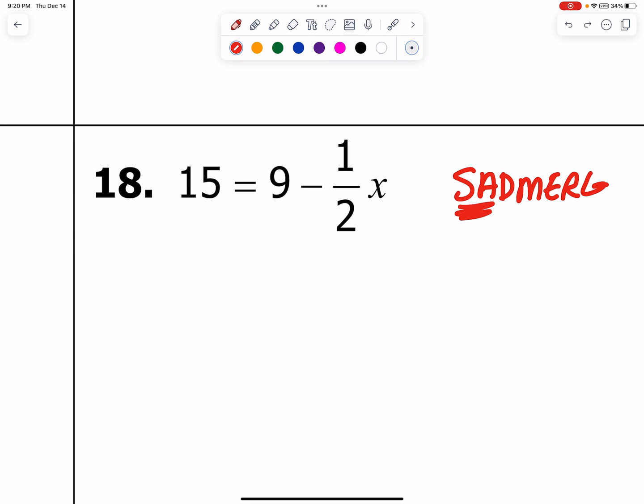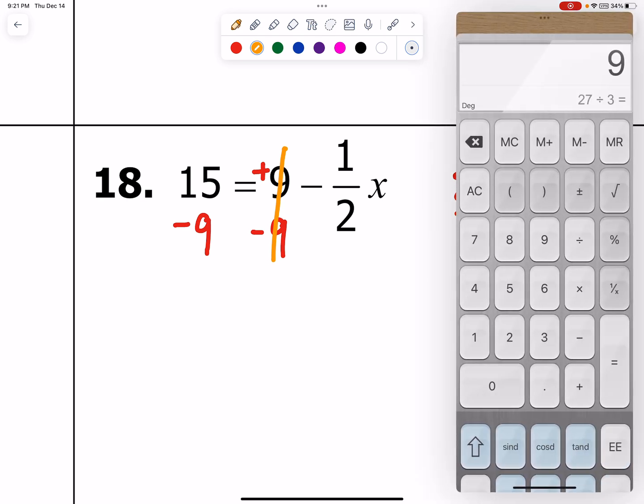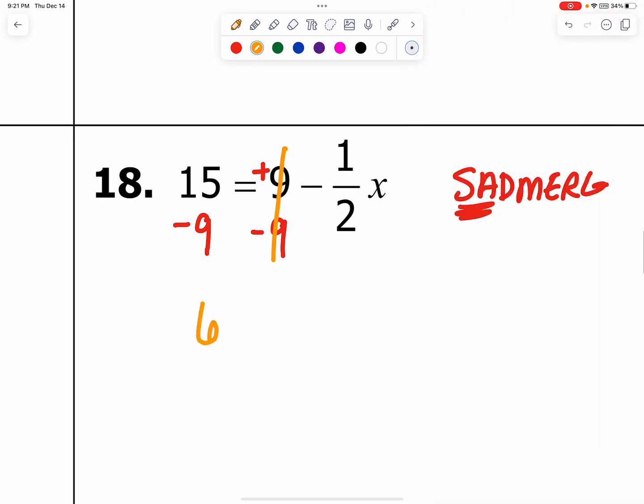So we have to take care of this 9 here. What is that 9? That 9 is a positive 9. So how would I get rid of a positive 9? Well, we would subtract 9. That's its additive inverse. We need to do it to both sides. Okay, let's go ahead and physically cross that out. Okay, and what do we have as a next line? 15 minus 9. We have 6. Equals, and what's left? Negative 1/2 x. Okay, that's a negative 1/2 times x.